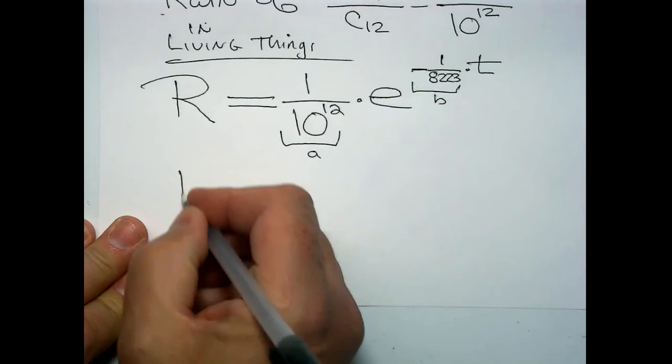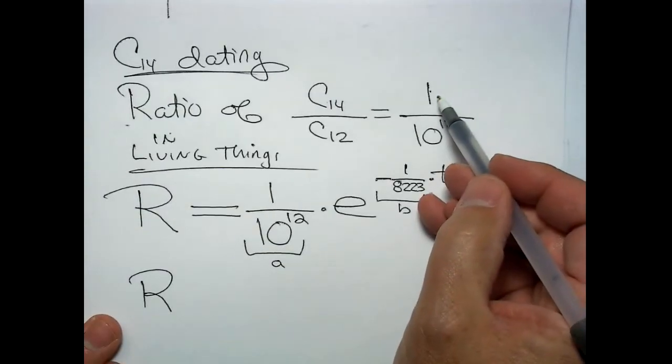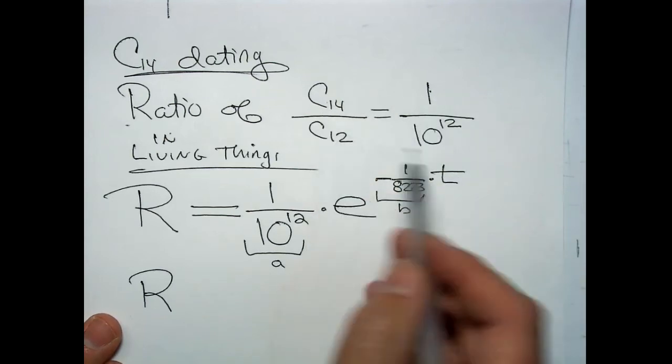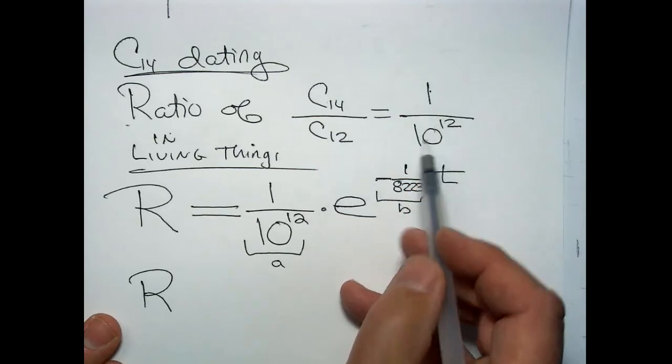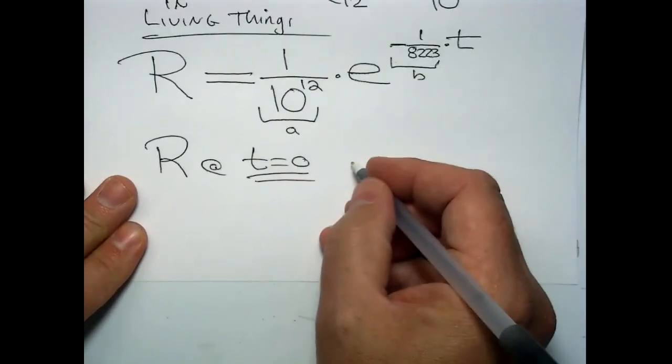First of all, what's the ratio? And the ratio is how many atoms of carbon-14 versus how many atoms of carbon-12. It's pretty small, 1 to 10 to the 12th. But what's the ratio at time 0, like, right now, while I'm still alive?